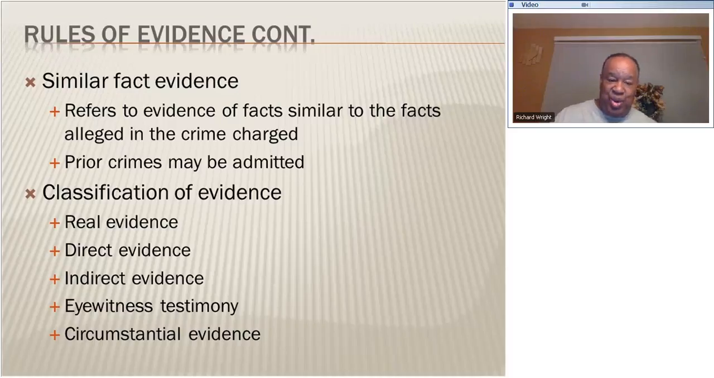That's something you can put your hands on, as opposed to evidence that is not tangible. Direct evidence goes directly to the charges. Indirect evidence creates an inference of what may be taking place. Eyewitness testimony. Eyewitness testimony is considered very unreliable.